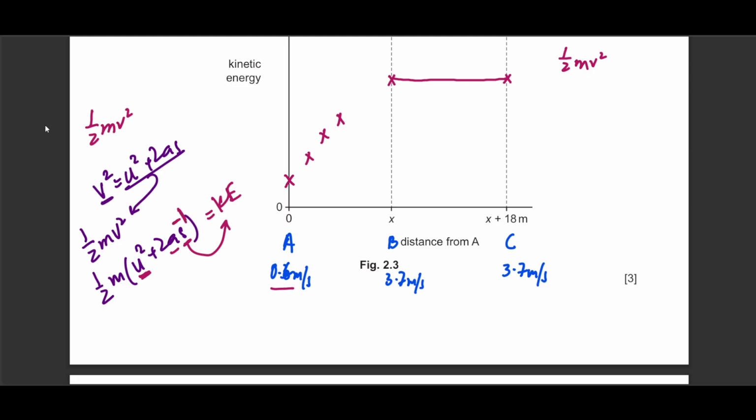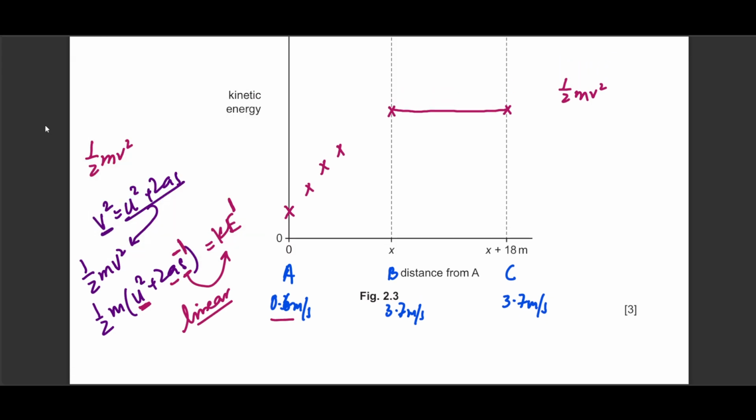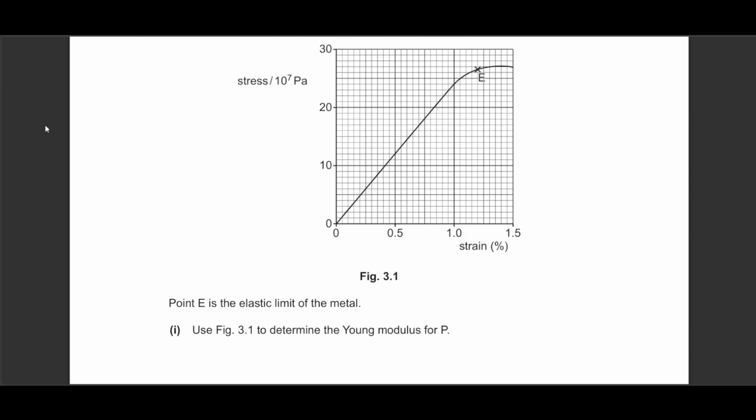Now, s has a power 1, and kinetic energy also has a power 1. So there is a relationship that is actually linear between them, which is why this should be a straight line from the starting point up to any non-zero location up to this point. This is what the graph is going to look like. I hope it makes sense.